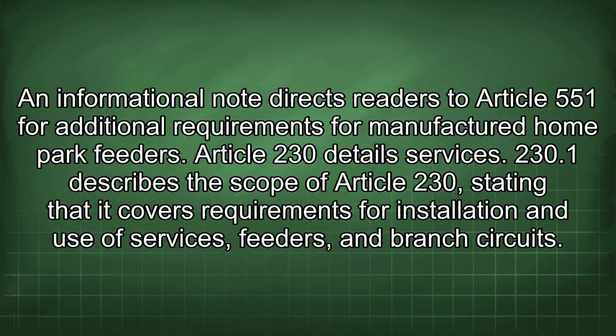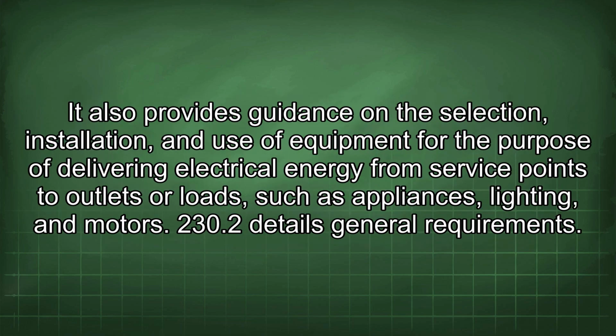230.1 describes the scope of Article 230, stating that it covers requirements for installation and use of services, feeders, and branch circuits. It also provides guidance on the selection, installation, and use of equipment for the purpose of delivering electrical energy from service points to outlets or loads, such as appliances, lighting, and motors.